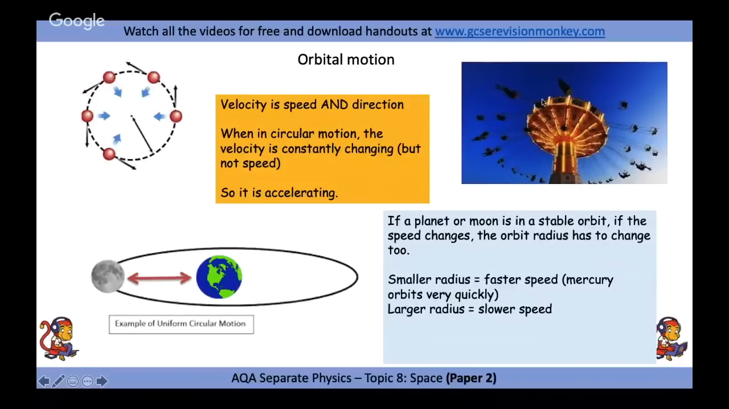So to make things spin closer to the center, we need a faster speed. Mercury orbits very quickly, and if we have a larger radius, we need a slower speed, because the force of gravity is stronger the closer to the object you are.